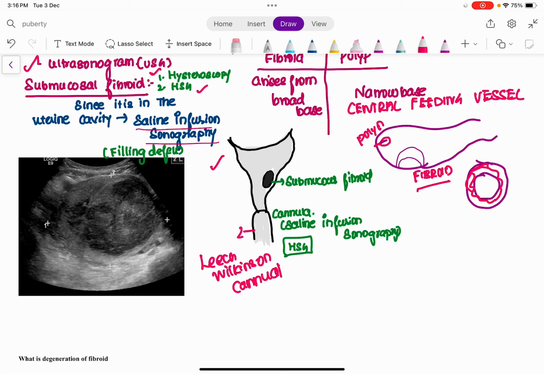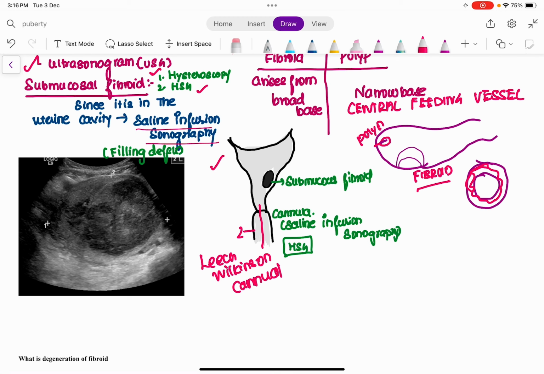So through this Leach-Wilkinson cannula, you can inject either normal saline or any dye. If you inject a dye, and the fallopian tubes of the uterus are patent without any obstruction, this dye has to pass all around the uterus and the tubes, and exit via the fimbrial end of the fallopian tube. So this test is basically used to assess the patency of the fallopian tube, whether the tubes are obstructed or patent. But here we are using this hysterosalpingogram to find the presence of any submucosal fibroid, that is any fibroid situated in the uterine cavity.